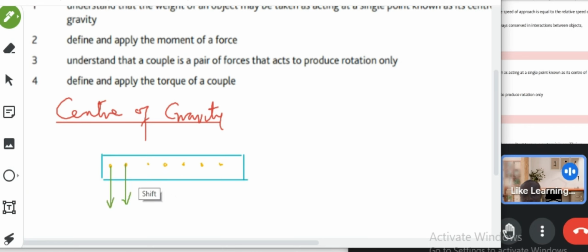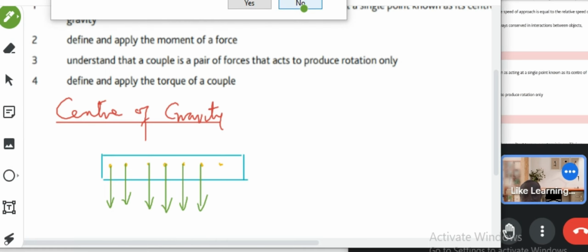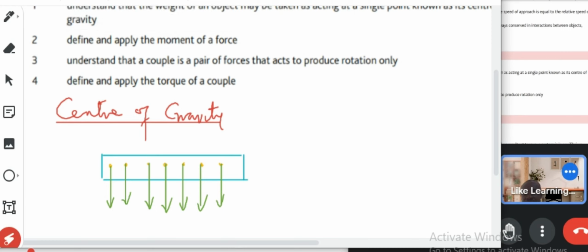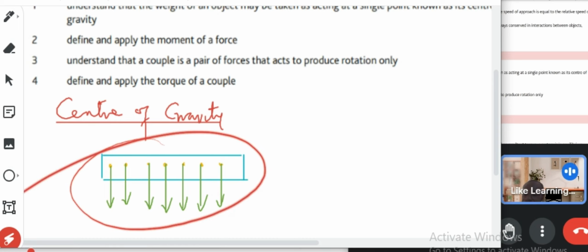Assuming I'm using this to represent the particles. Imagine there are only how many particles involved here? 1, 2, 3, 4, 5, 6, 7. Just for the sake of explanation, let's say we have only 7 particles, and each of them experiences gravitational force acting vertically downwards to the center of the earth. Now, you can find the resultant force.